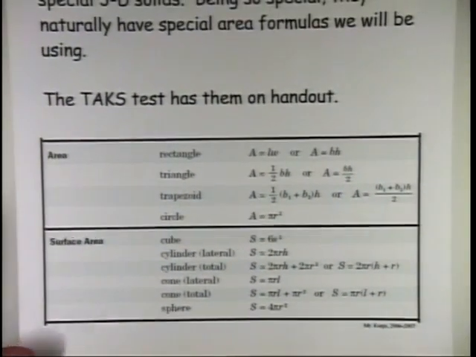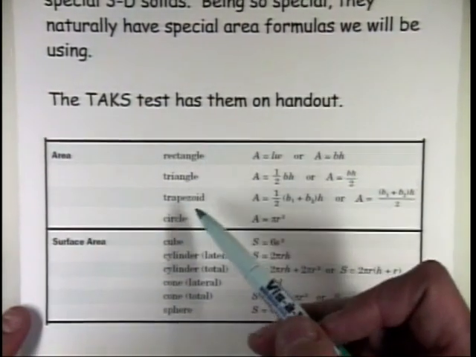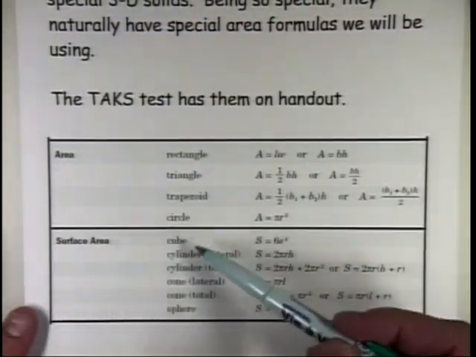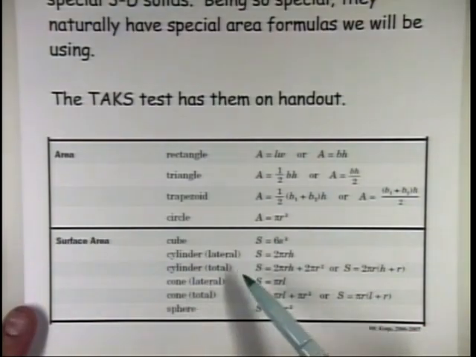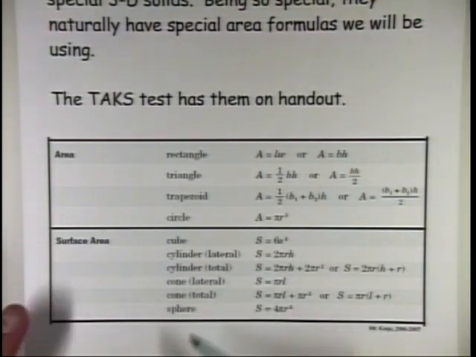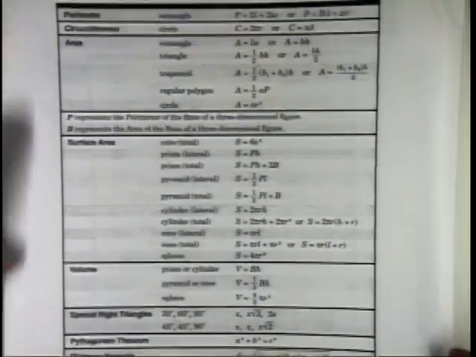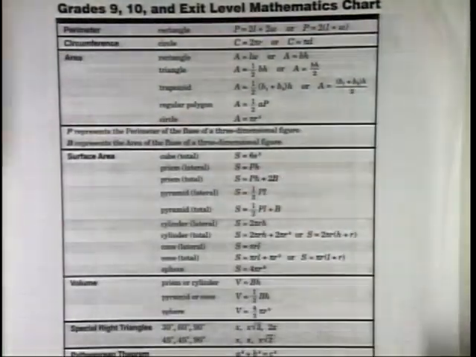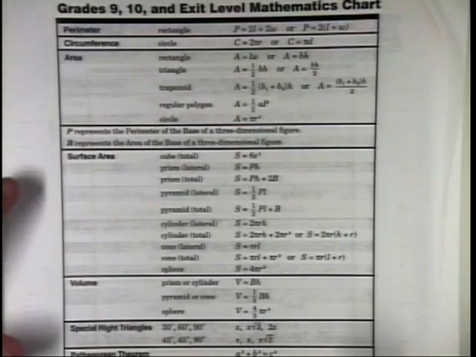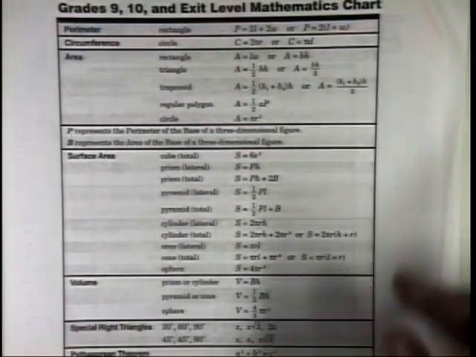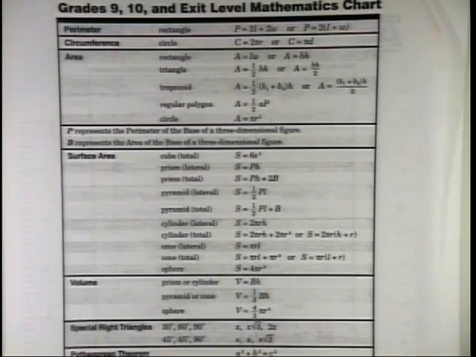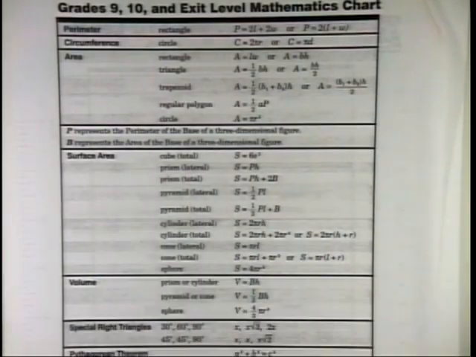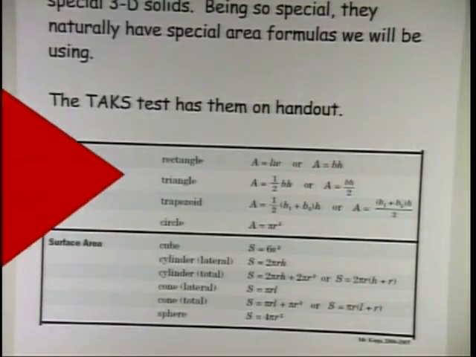So basically we have area formulas: rectangle, triangle, trapezoid, circle, and a lot of surface area formulas: cube, cylinder, lateral, cone, and sphere. But the new chart will look something like this. It has a much larger area for the formulas that deal with area and surface area. And we have some new letters that we have to deal with. So fear not, we're going to get you used to these equations, because we're going to be using the new ones that are on the new TAKS test on today's show.